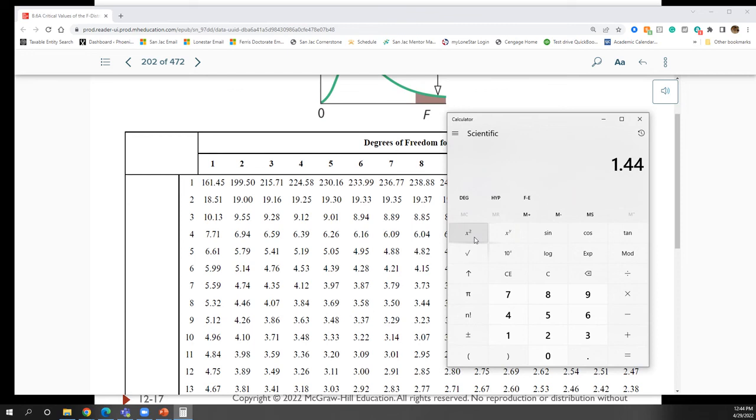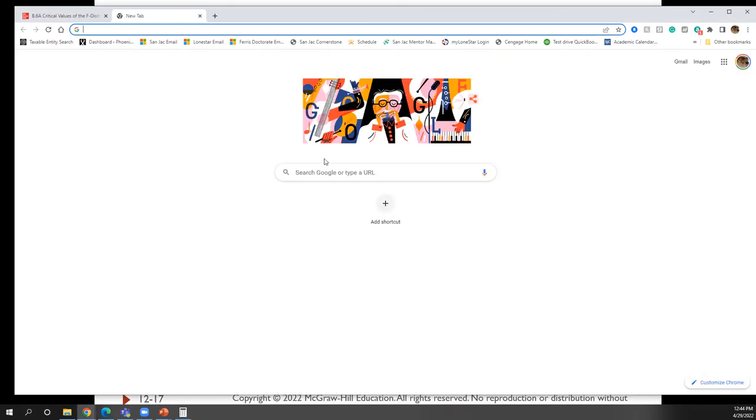And then they want us to calculate the p-value. Yay! And they literally say use a p-value calculator or statistical software. So we know how this works. Let's go find a p-value calculator for F distribution.